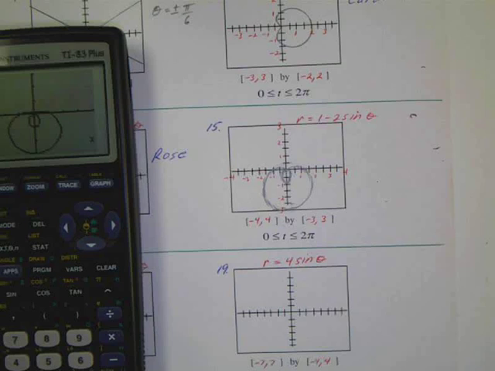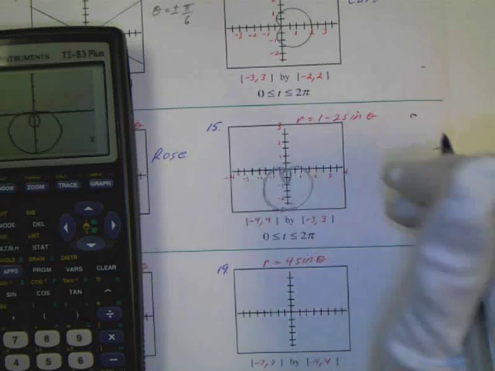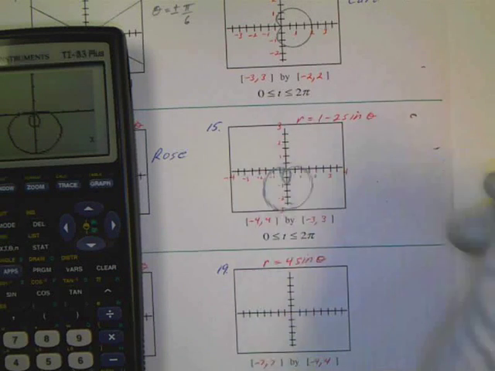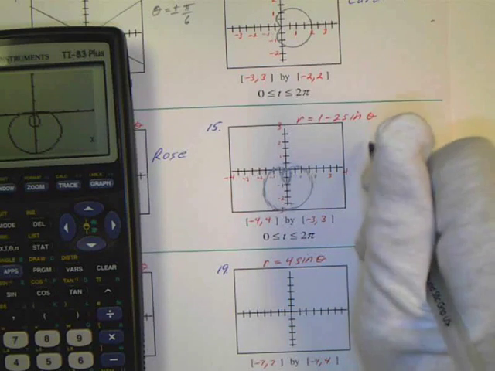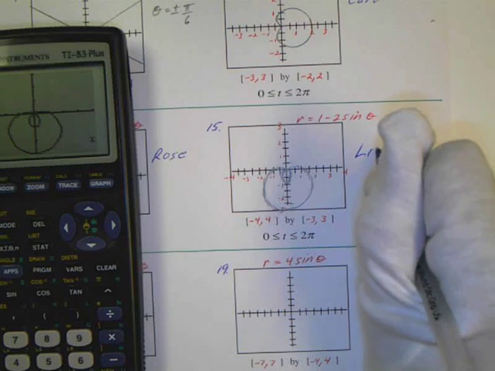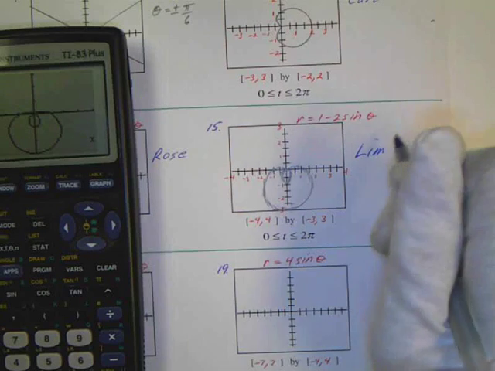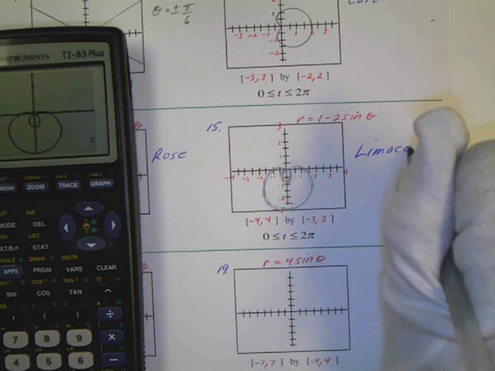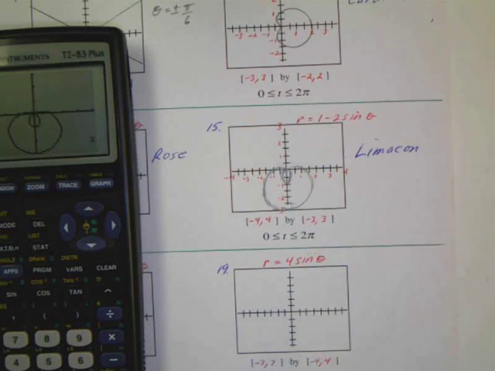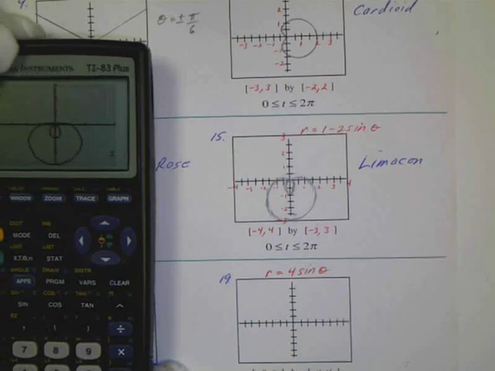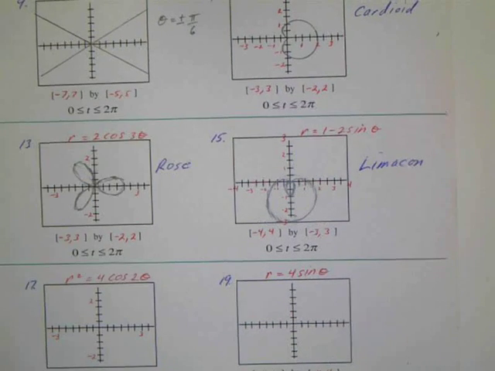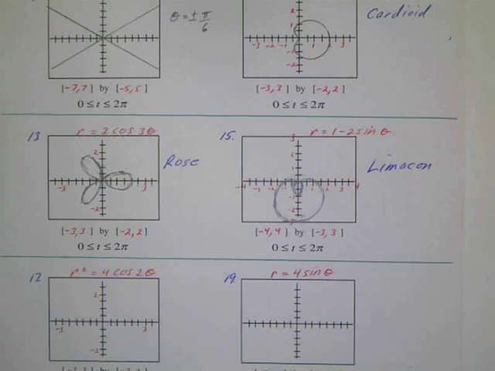Okay. So limaçon, cardioid's a special limaçon, cardioid, and then a general limaçon. L-I-M-A-Ç-O-N, limaçon. Okay. So hopefully that rendition is pretty close. That's 13 and 15. Okay.